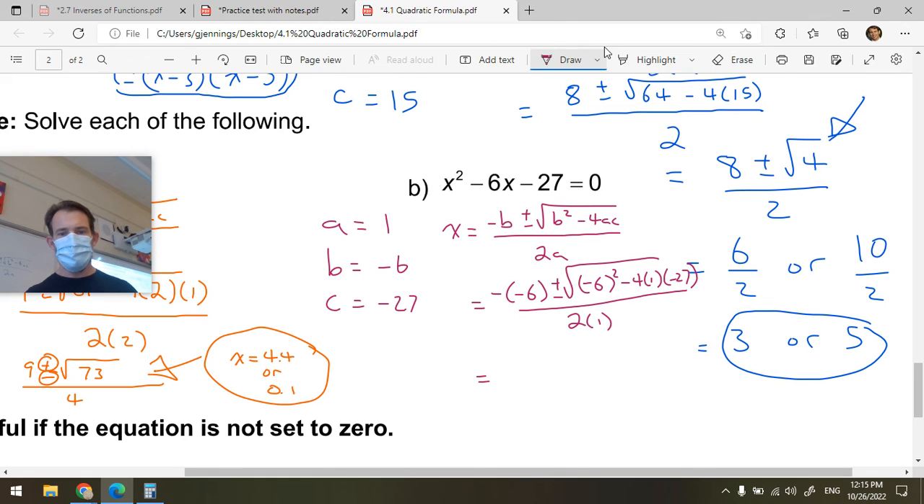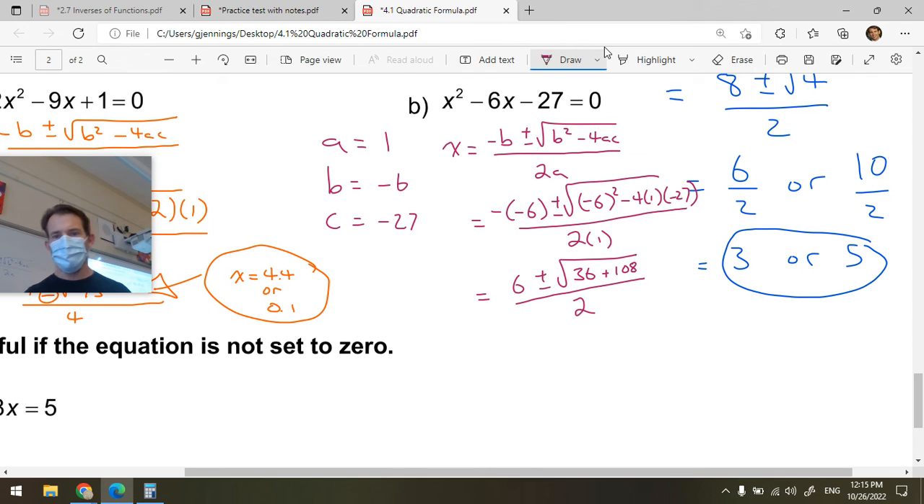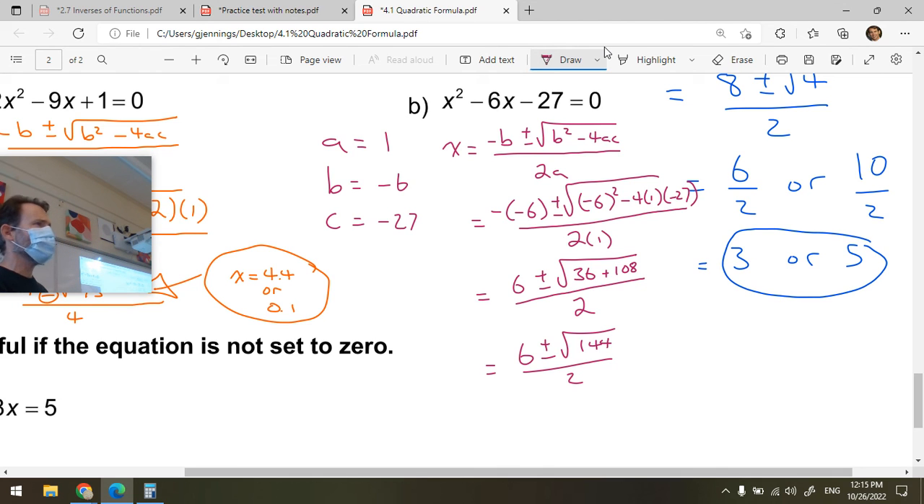Simplify. Negative 6 is positive 6, plus or minus the square root of 36 minus 4 times negative 27, which gives me plus 108. 36 plus 108 all over 2. Okay, 36 plus 108 is 144. This one was factorable. So 6 plus or minus the square root of 144 over 2. So the square root of 144, what's that? What number is the square root of 144 going to be between?